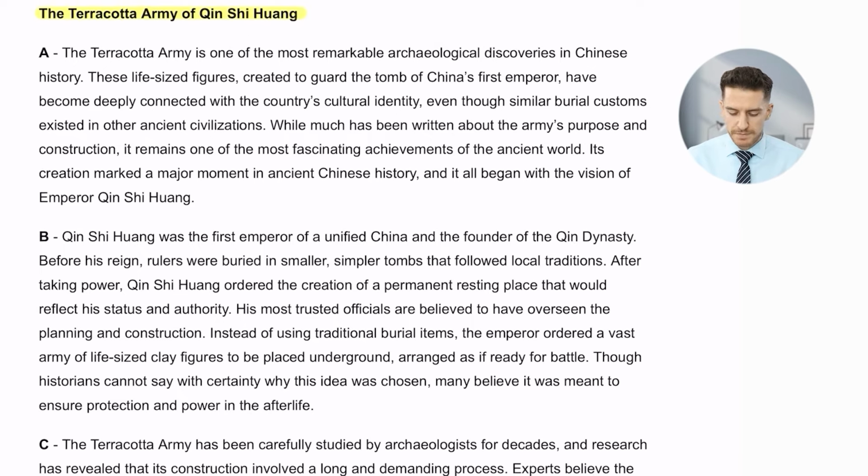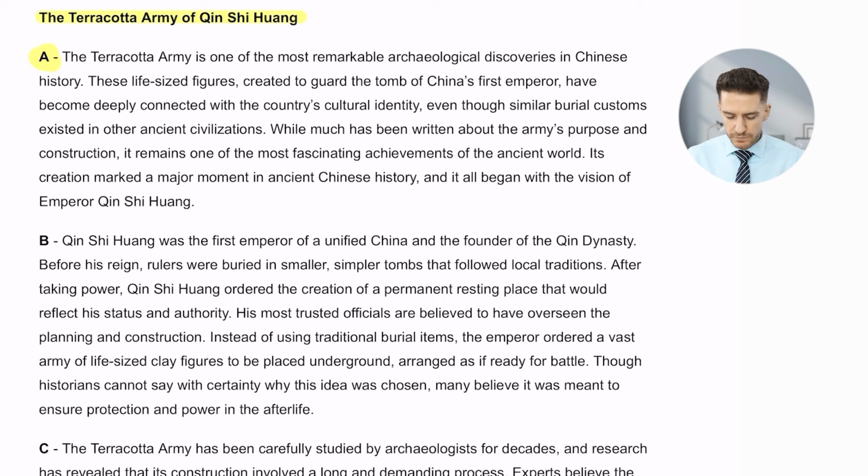So let me show you what I mean. Let's look at paragraph A. The Terracotta Army is one of the most remarkable discoveries in Chinese history. So it's saying that this Terracotta Army is amazing. It's great. It's very important. These life-size figures, created to guard, they have become deeply connected with the country's cultural identity, even though similar burial customs existed. While much has been written about the army's purpose, it remains one of the most fascinating achievements of the ancient world.